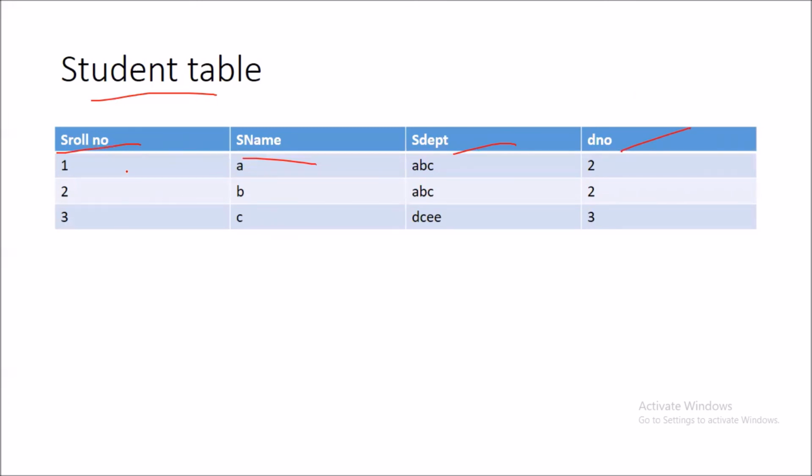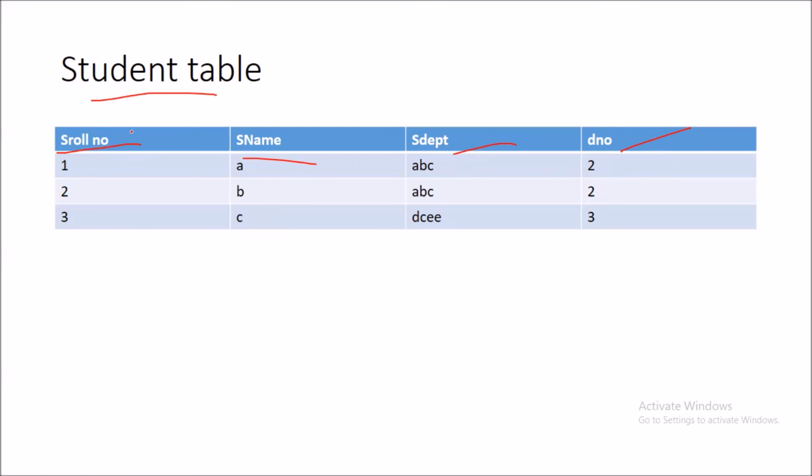Here each row in a table is called a tuple. A row contains all information about an instance of the object. So here you can see the first row contains the information of student A. His roll number is 1, his department is ABC, and his department number is 2. And these attributes, roll number, name, department, and department number, define the table or relation. The value of an attribute should be from the same domain. So this is the relational model.